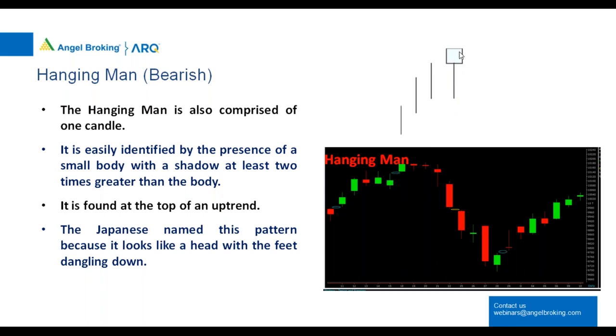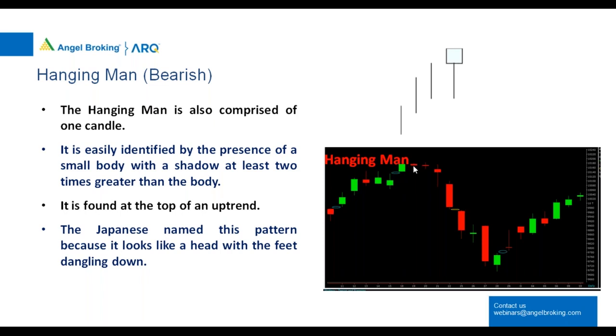So this is a green body, you can say. Here this is a red body. The red body is even more significant than a green body, but that does not carry that much importance, as much as the size of the shadow vis-a-vis the size of the body. So this is a hanging man formation again. This is on a daily chart.